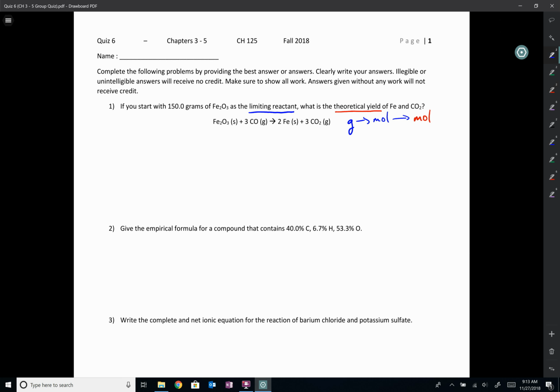Okay, so let's start out. I'll do this step in green. Let's do grams to moles. So we start out with 150.0 grams of Fe2O3. I am going to make the assumption that you know how to convert grams into moles. We covered that previously in the semester. If you need some help with that, feel free to look up a video or swing by my office or whatever it might be, converting grams into moles.